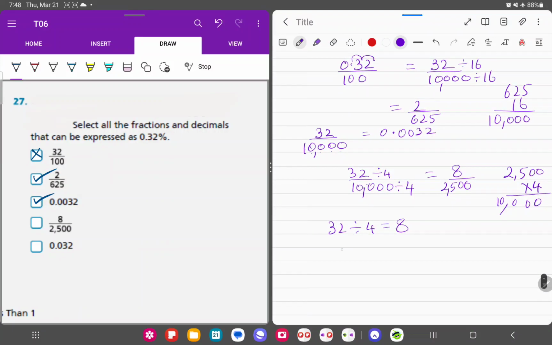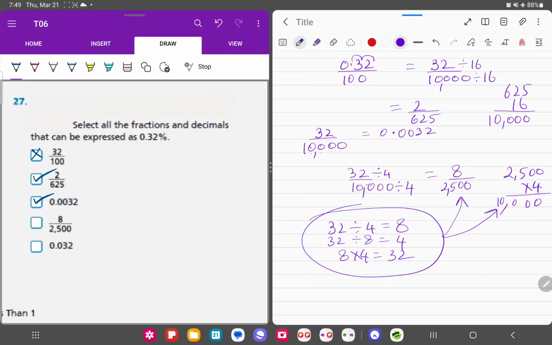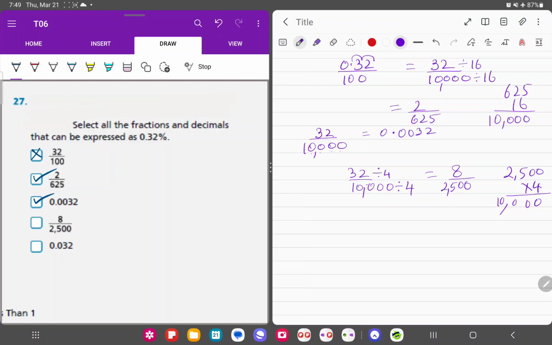Okay, let's say 32 divided by 4 is 8, correct? It means 8 times 4 is 32, and it also means 32 divided by 8 is 4. I use the same logic here and here. So 32 divided by 4 and 10,000 divided by 4 gives me 8 over 2,500. So even this option is correct.